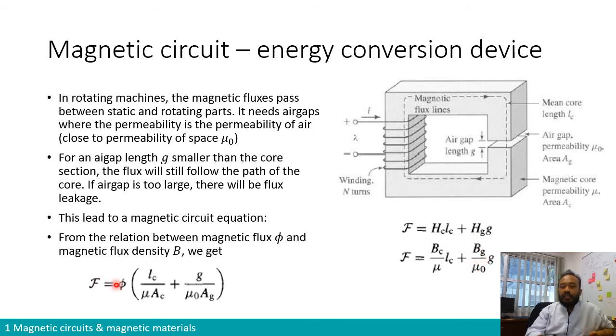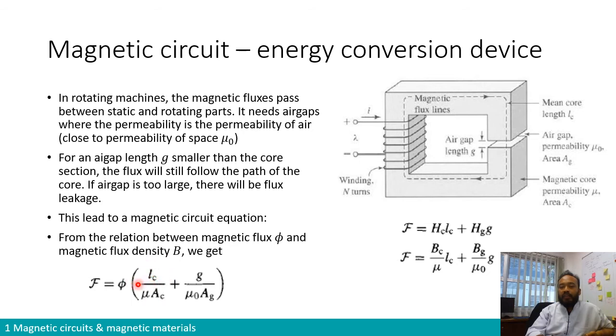So you'll get to this equation where you have the MMF, magnetomotive force, equals flux LC divided by mu AC plus flux G divided by mu 0 AG. If you factorize the flux, you get flux multiplied by LC divided by mu AC plus G divided by mu 0 AG. So this particular part is attributed to the core material.